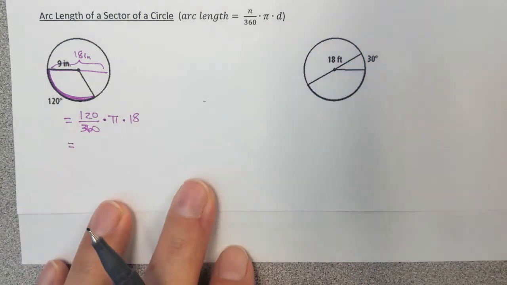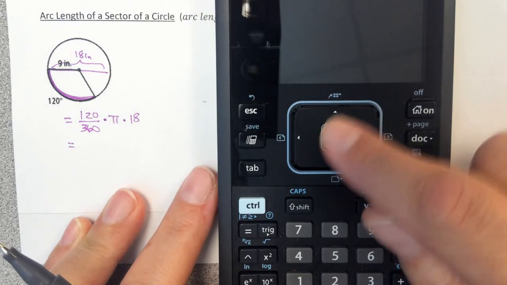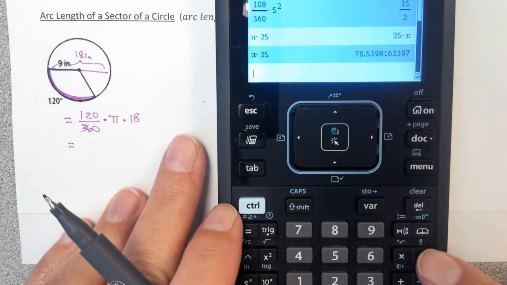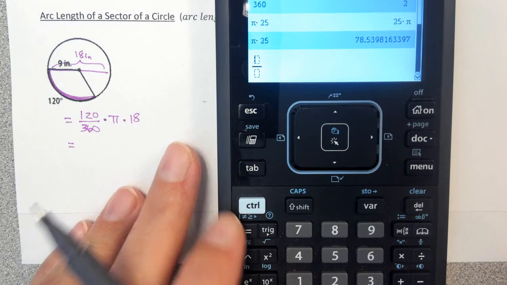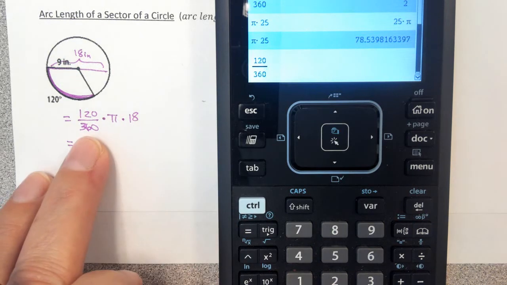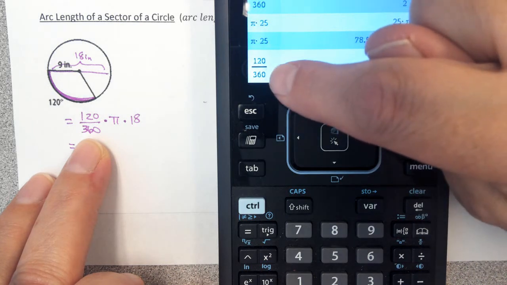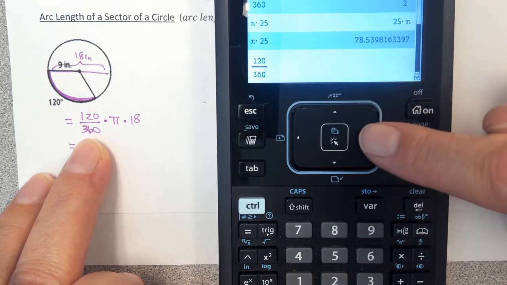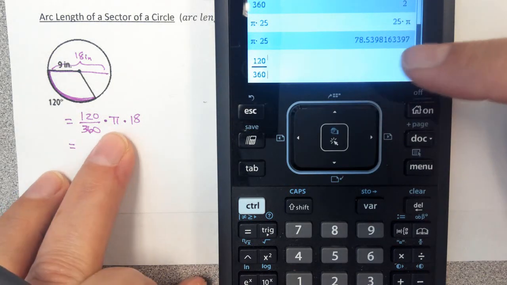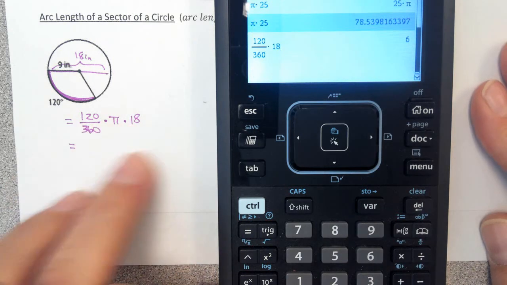Let's leave it in terms of pi, which means when we do the computation, we only want to do the fraction times 18. So let's get a fraction template to start with. Control divide will give you a fraction. 120 over 360 matches what's on paper. Now, we need the cursor to move out of the denominator on the screen, so we're going to just click on this right arrow one time, and it's going to move the cursor to the right of the fraction. We're going to skip over the pi and then do times 18. So we're going to multiply everything except the pi.